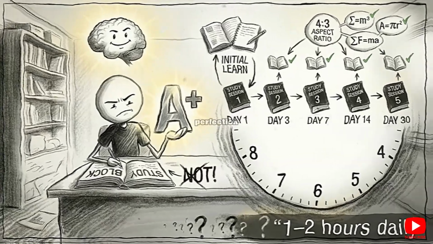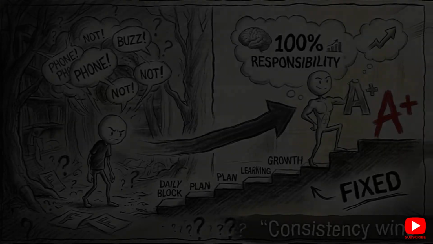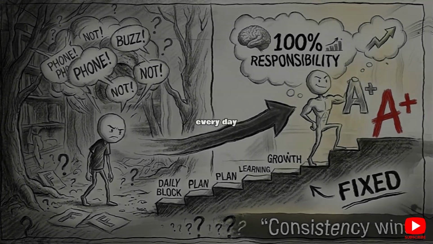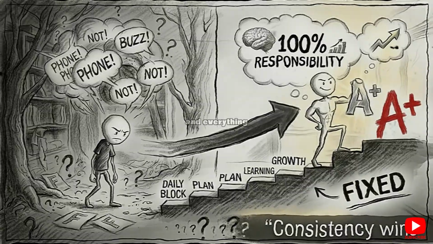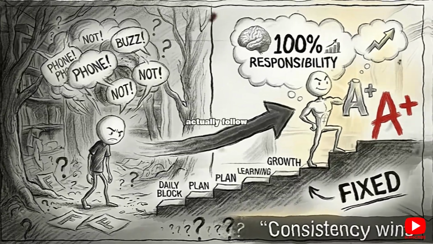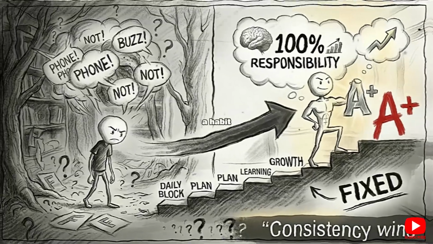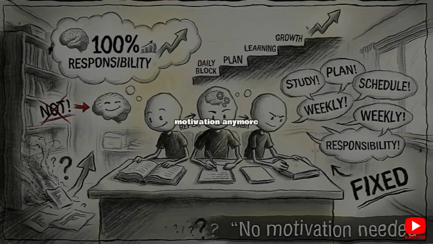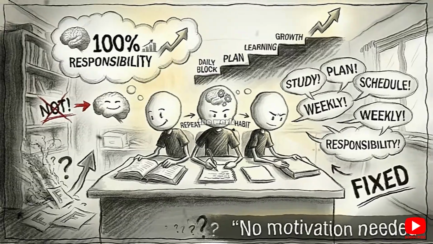The goal is not perfection, it's consistency. Because doing something small every day beats doing nothing most days and everything at the last minute. Your system should be simple enough that you actually follow it. And once it becomes a habit, you don't rely on motivation anymore. You just show up and do the work.